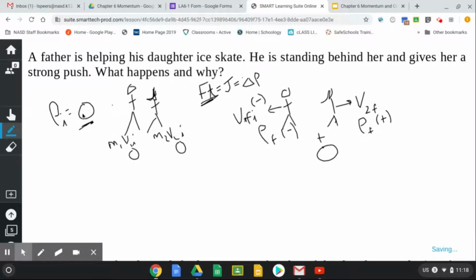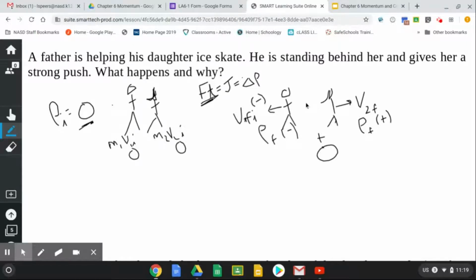Okay, the initial momentum of the system was 0. After the interaction, after the push, the final momentum's got to be 0. The daughter has positive momentum. The father has negative momentum. All right, so let's think about this. How's their velocity going to compare? Are their velocities going to be the same?